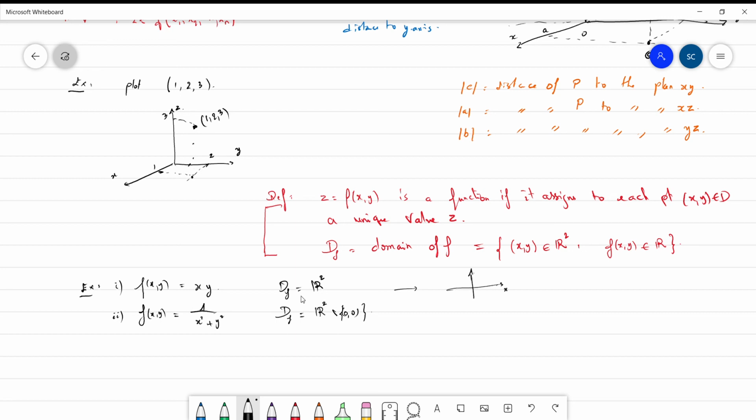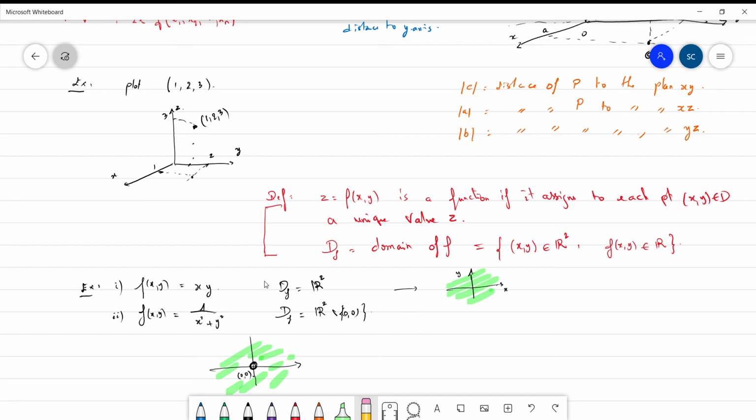So when you graph your set, for the first situation, I can graph the domain: it's the whole plane. So let's say this is my domain. Now for the second situation, we need to avoid (0,0). Here the point (0,0) is the problem, so you will consider only the points that are different from (0,0). Okay, so this is the difference. You need to be careful.